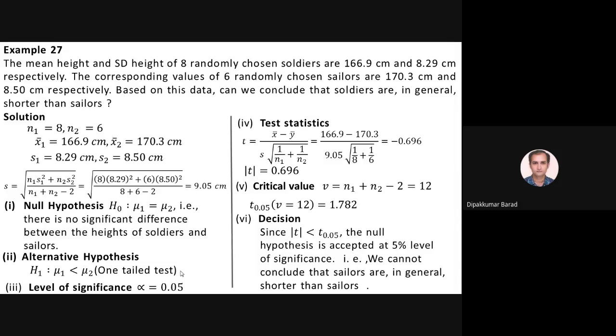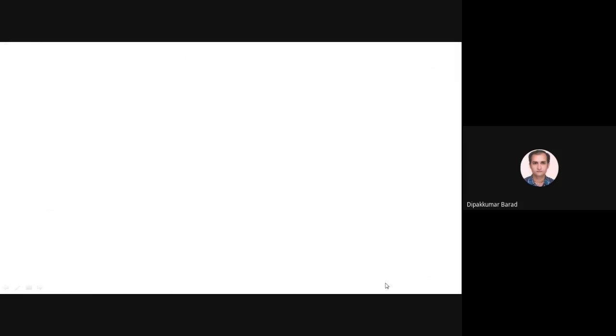So what we can say is that mod t is less than t 0.05, the null hypothesis is accepted at 5% level of significance. That is, we cannot conclude that the soldiers are in general shorter than sailors. So here there is a correction: we cannot conclude that soldiers are in general shorter than sailors.